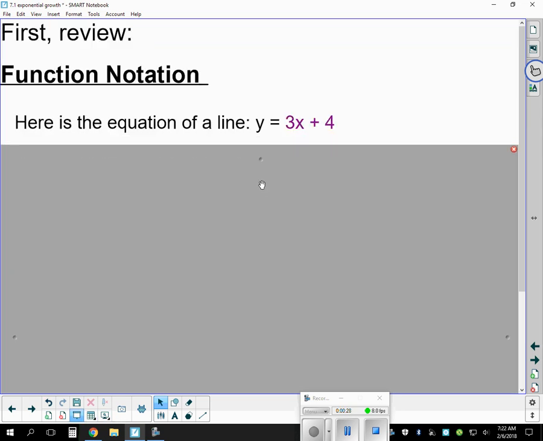Here is the equation of a line. y equals 3x plus 4, y equals mx plus b. You guys are used to that. You used that in junior high. You've seen that a million times.